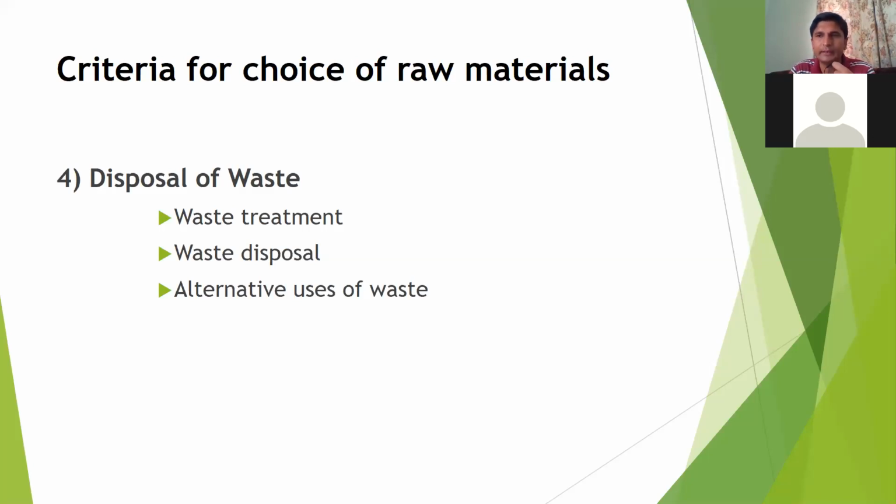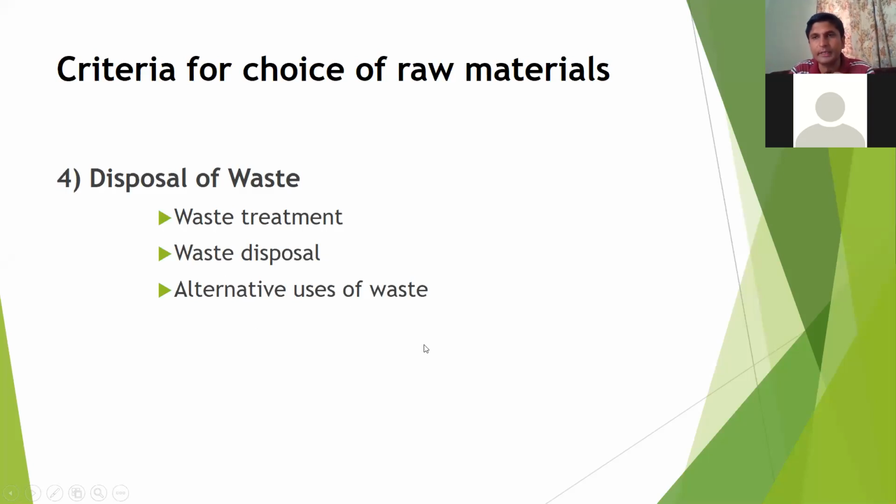So industrialists or industrial microbiologists need to select those raw materials whose disposal problems are very few. If the waste is produced, the treatment cost should be very low, so that it would not ultimately affect the final product. And if they are directly disposing the waste to the environment, the disposal should be easy. The disposal site should be near, or the disposal should not affect the environment negatively, or there should be alternative uses of the waste.